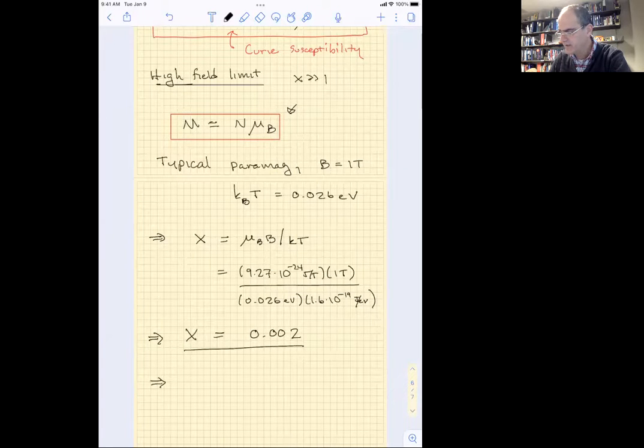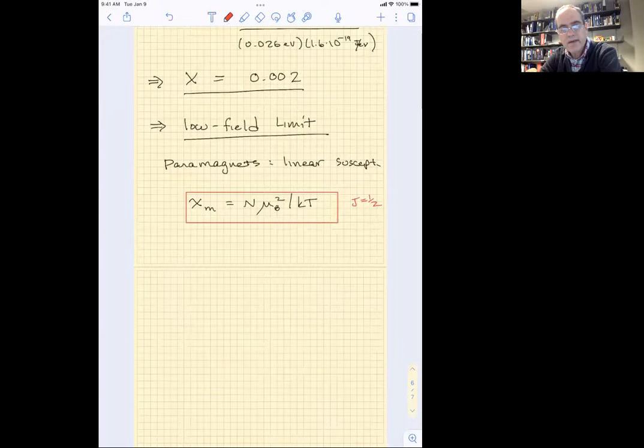So usually we can use the low field limit. And we find that paramagnetic materials have a linear susceptibility. Okay? Very good. And there we are. Paramagnets, then, we can expect normally to have a linear susceptibility given here, N mu B squared over kT, for the case where J equals 1/2. And that's what we expect.